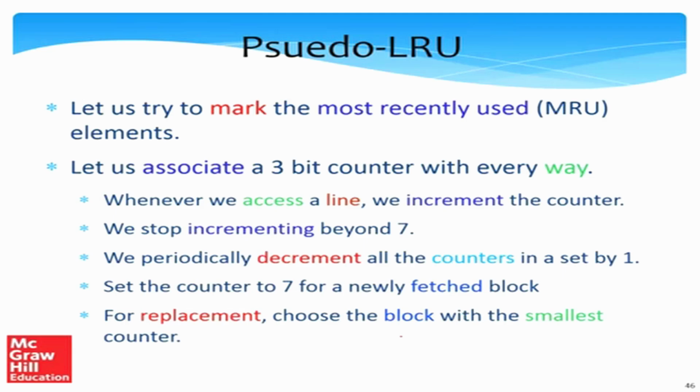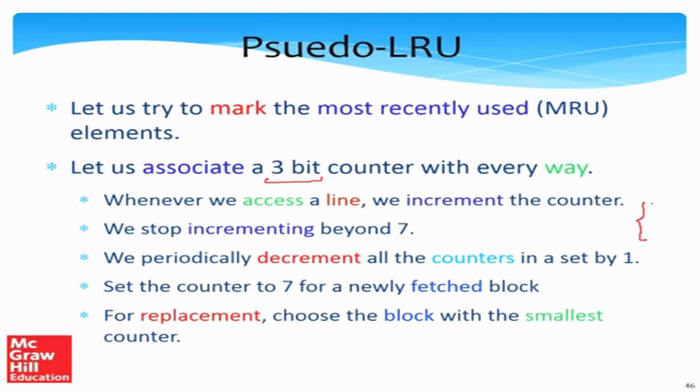So pseudo LRU is like this. Let us try to mark the most recently used elements. Something that is not most recently used, we can think of as least recently used. So let us associate a 3-bit counter with every way. We'll augment an entry in the tag array to have an additional 3 bits. Whenever we access a line, we increment the counter and we'll stop incrementing beyond 7. So we'll assume that 7 plus 1 is equal to 7. Let me show an example till this point.